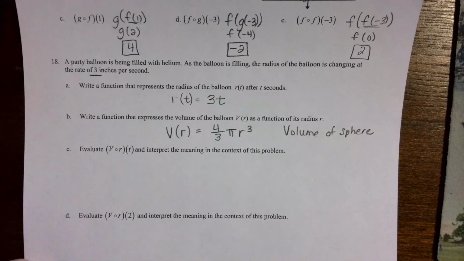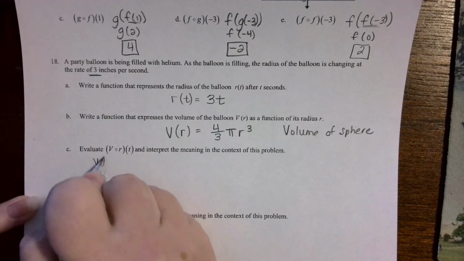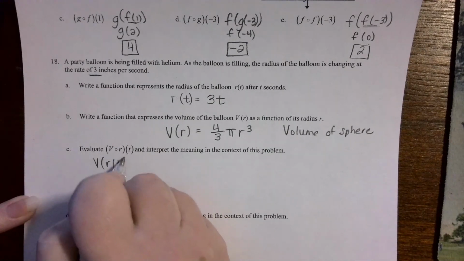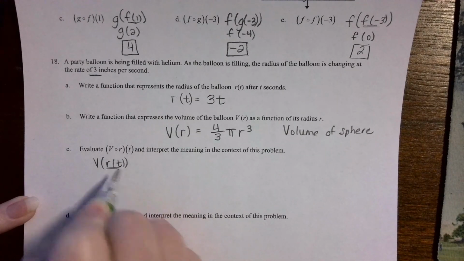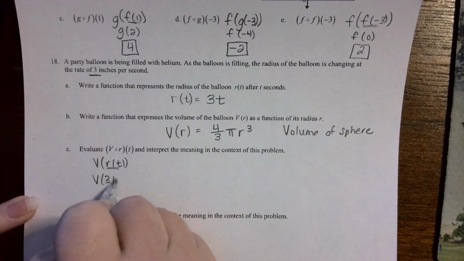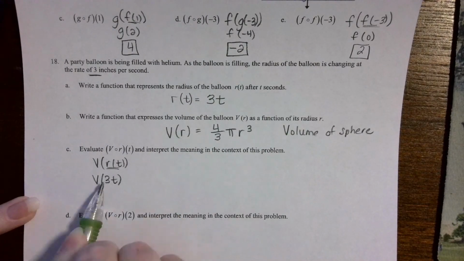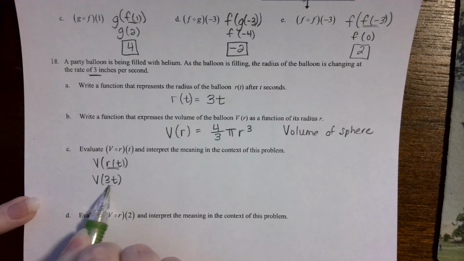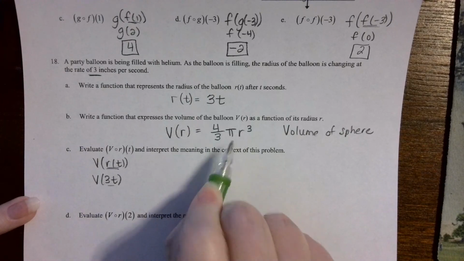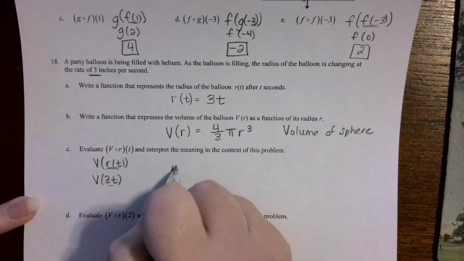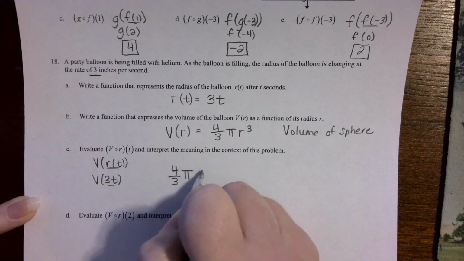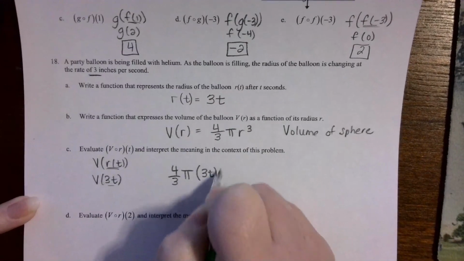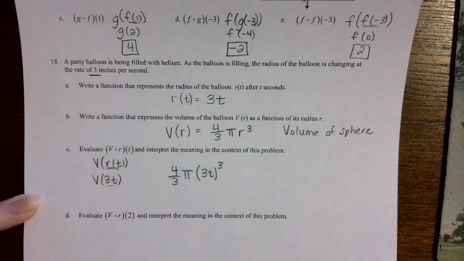Now let's take a look at this one. V of R of t. So we're going to replace R of t. So we're doing the V of 3t. Well, that means that now we're going to take this 3t and we're going to put it in its R spot. So that's going to be 4/3 pi 3t cubed.